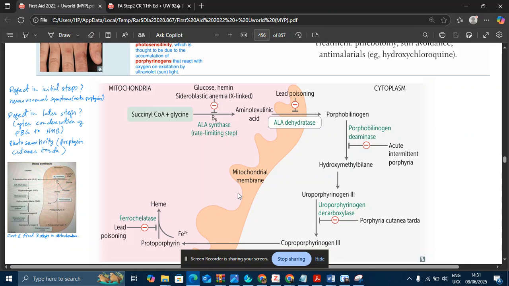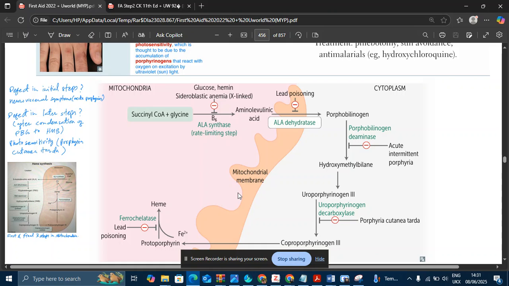Okay, and with cofactor vitamin B6, when succinyl CoA combines with glycine with the help of ALA synthase and vitamin B6, it forms aminolevulinic acid. Okay, so this is the rate limiting step. Succinyl CoA plus glycine, which forms aminolevulinic acid. This is the rate limiting step of heme synthesis.